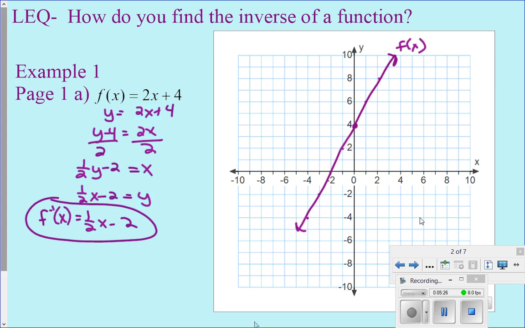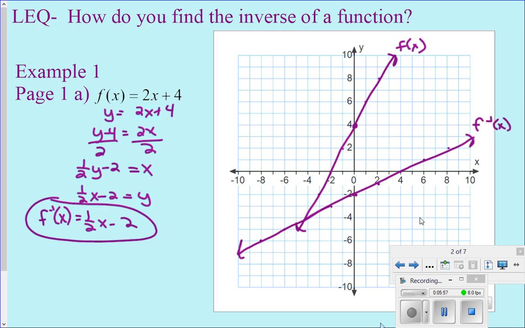So let me plot those points for that line. So -2, slope is 1/2, rising 1, running 2. A couple times I'll do that. Okay, so I have several points here. Now I can go ahead and graph my line. And that is f inverse of x.